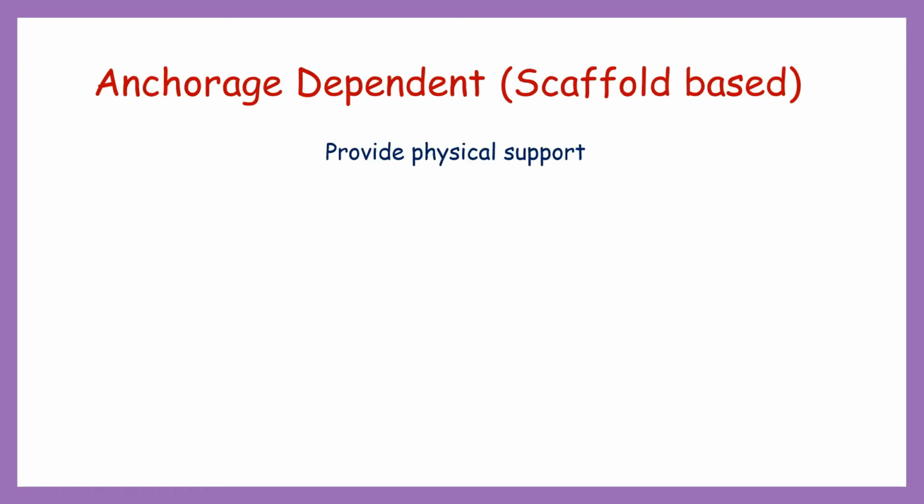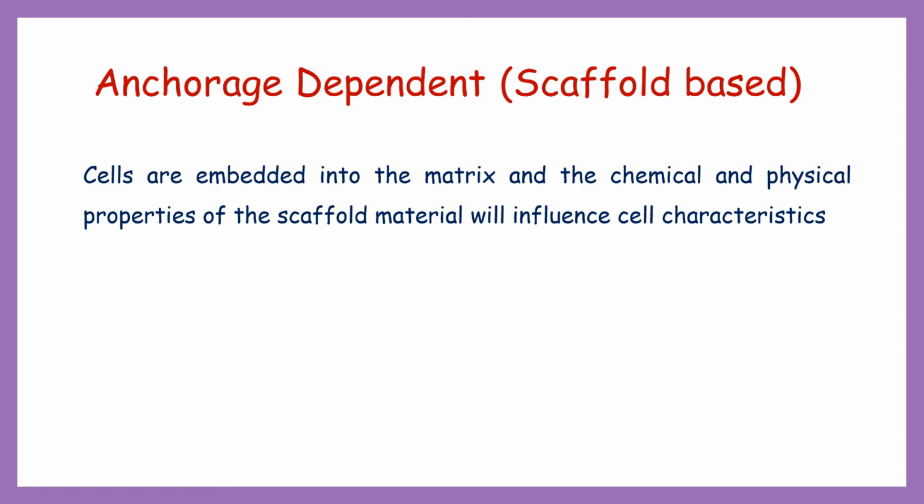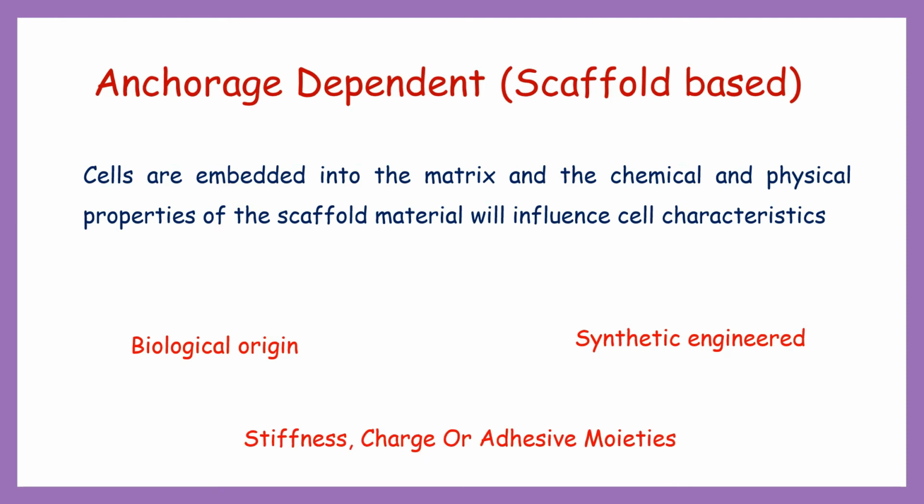Scaffold-based culture technologies provide physical support ranging from simple mechanical structures to ECM-like matrices on which cells can aggregate, proliferate, and migrate. In scaffold-based 3D cultures, cells are embedded into the matrix, and the chemical and physical properties of the scaffold material will influence cell characteristics. Scaffolds can be of biological origin or they can be synthetic, engineered to mimic key properties of ECM, such as stiffness, charge, or adhesive moieties.